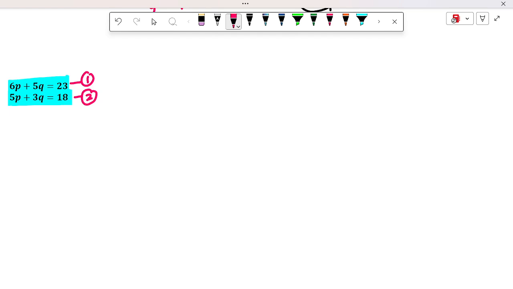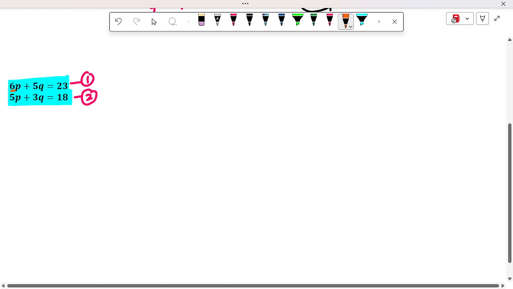P or Q. The variables given here are P and Q. So you have to choose which variable you want to remove. As you can see, there's no common number between P and Q. Both the letters have different numbers. So if you have totally different numbers, what can you do? Let's say we are trying to eliminate P. We are choosing P. The number here is 6, and the number here is 5.